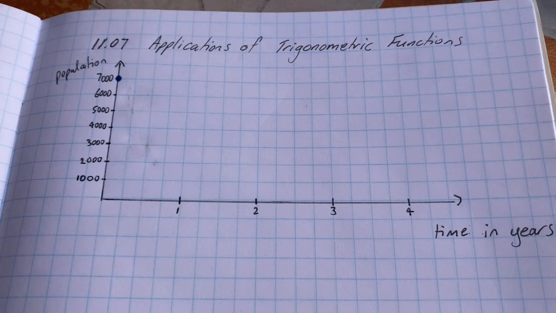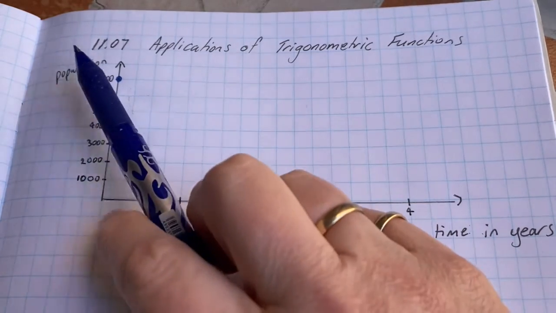Exercise 1107 is about applications of trig functions. Now these get asked a lot in HSC, particularly with things in terms of like tides, because tides are periodic, they go up and down. Could be something to do with seasons like weather, because anything where it's periodic, you're going to get these trig functions coming up. So in this example, we've got some population.